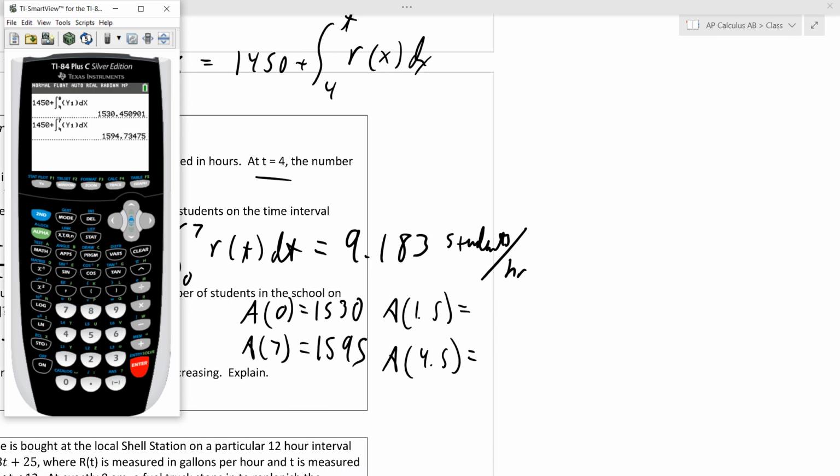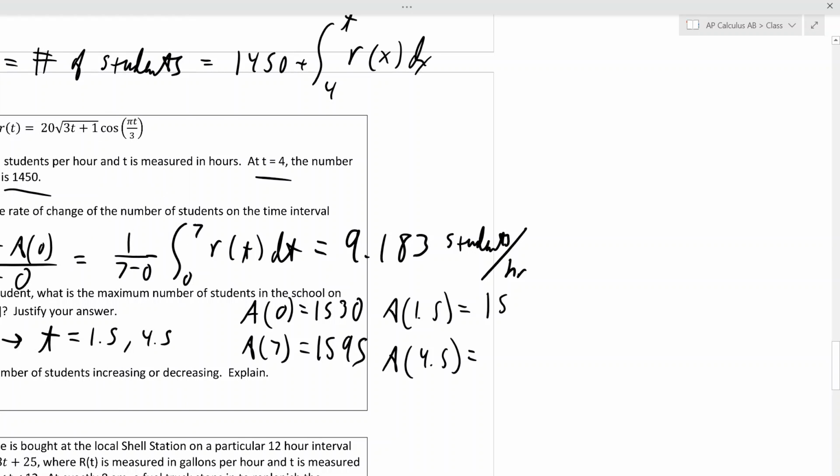Boom. And then we got to find it at 1.5. So the calculator's doing all the work, but you got to go back and type it all in. So let's change a 7 to a 1.5. And this should be a fairly big number. There we go. 1561 is what that's going to round to.